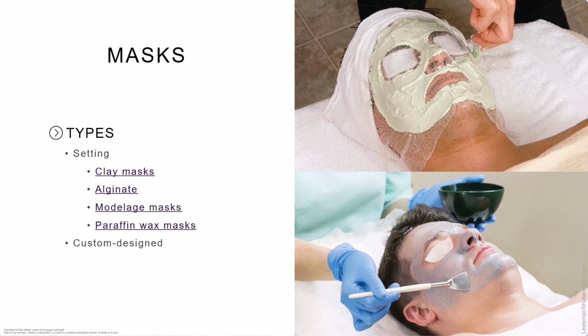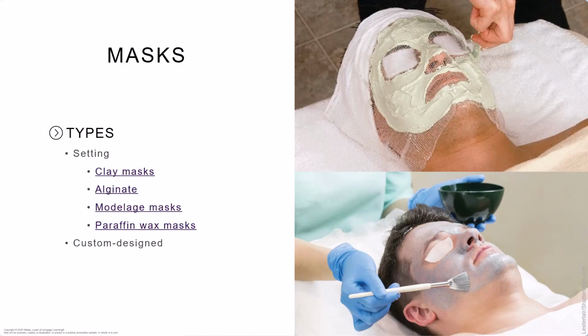of gypsum, and when they're mixed with water, they should be immediately applied over a gauze, and then as that mask hardens, the temperature rises to approximately 105 degrees Fahrenheit, which then helps the serum underneath penetrate and increase the blood circulation. Paraffin wax masks are specifically prepared in the salon.